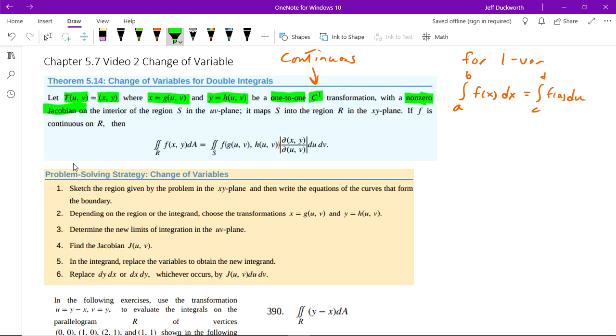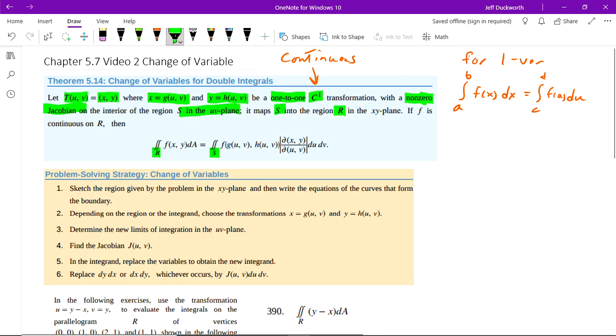Anyway, on the interior region of S in the UV plane, it's going to map S onto R. So we've got an S and an R here. In the XY plane, if f is continuous in R, then we have this below.